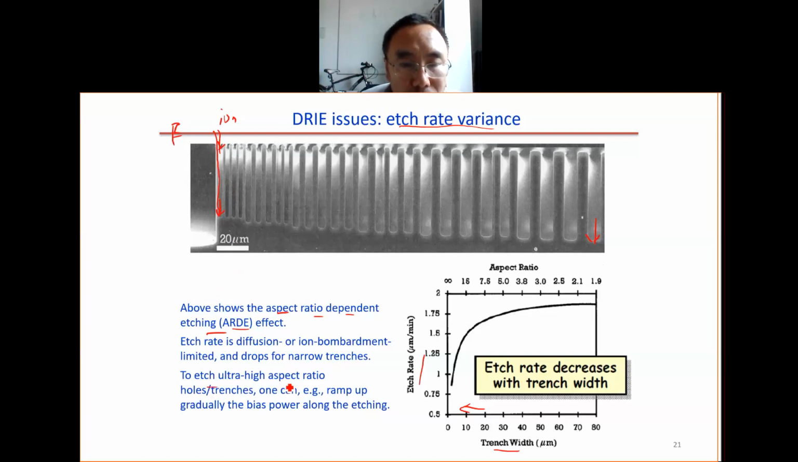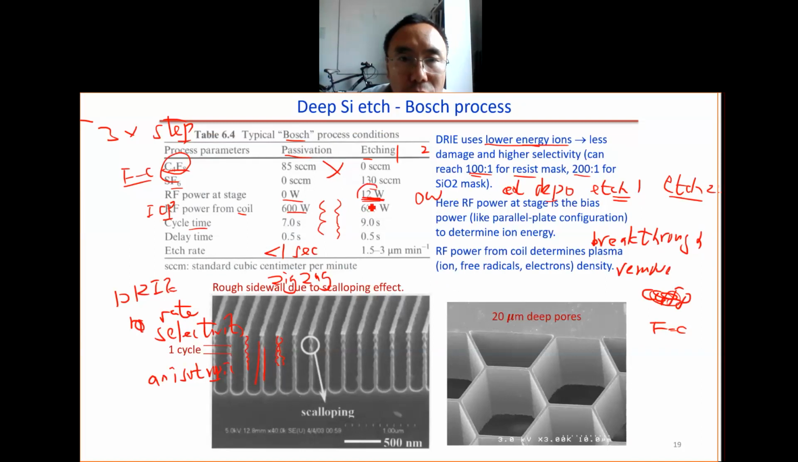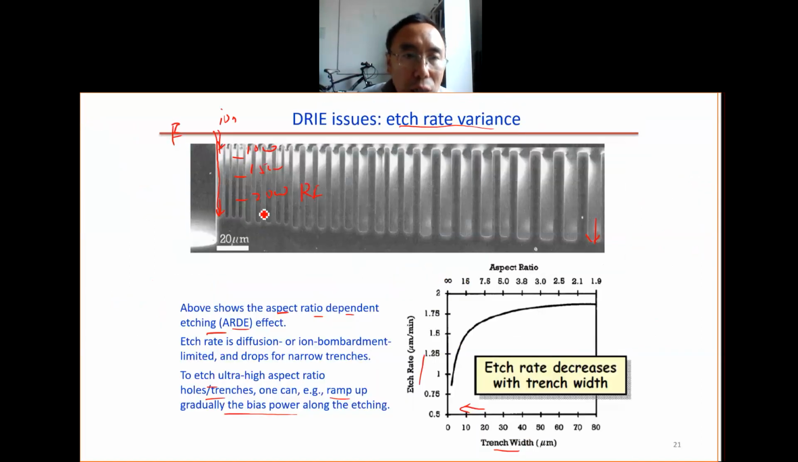To etch ultra high aspect ratio holes or trenches, we can, for example, ramp up gradually the bias power along the etching. That means maybe we etch here, we use maybe 10 watt. We etch here, use 15 watt. Or we etch here, use 20 watt. This RF, this one. So you change this power along the etching. So deeper etch, you need more power, so that you have more ion bombardment come to the bottom. So this is the deep silicon etching.